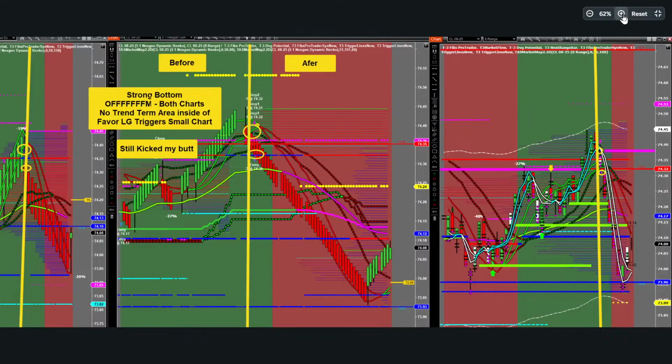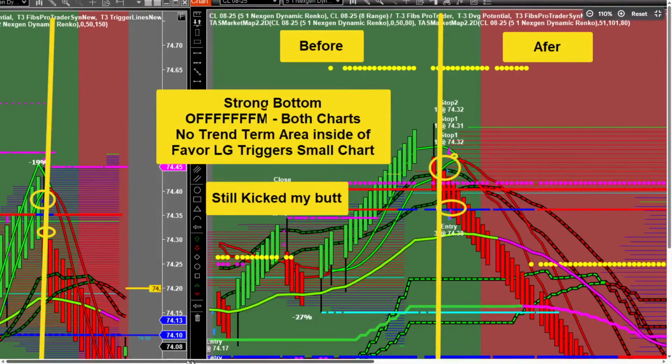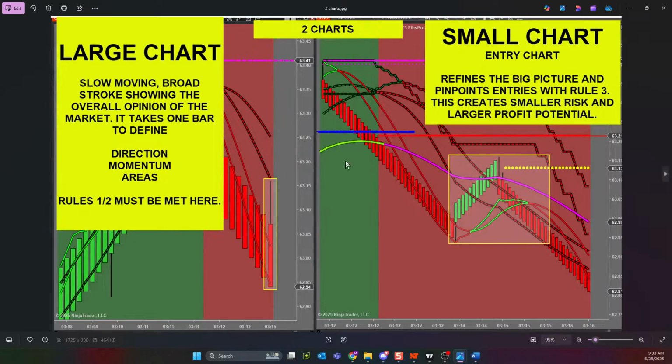So let's go to this chart, the large chart, the first chart. And guys, when we talk about looking at two charts, the large chart is going to give you the basis of what you need. The large chart, let me find my picture here real quick. I am missing pictures. There we go. So the large chart is the slower moving chart, and it's going to define the momentum. And it's also going to let you know what you need to know about the areas that are present. Small chart's just an entry chart.